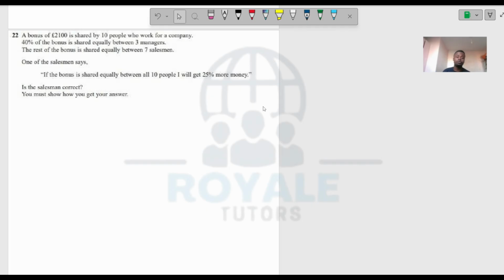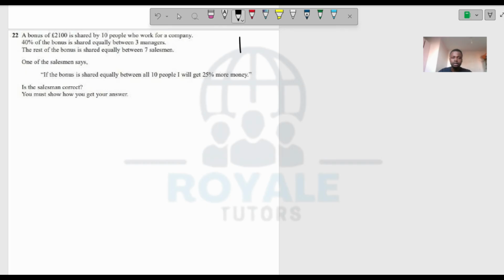So let us see. For us to validate the credibility of the statement made by the salesman, because the salesman says that if the bonus is shared equally, if it is not like the managers got a percentage, then the salesmen got a percentage, if it was shared equally, he is going to have 25% more money. So what we need to do is see how much one salesman is going to get if we follow the way it was shared, and then how much he is going to get if it was shared equally. Then we check if it's truly going to be 25% more money. So that means 60% was shared among salesmen.